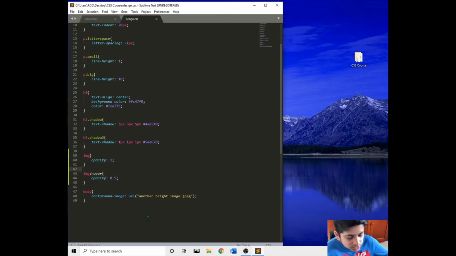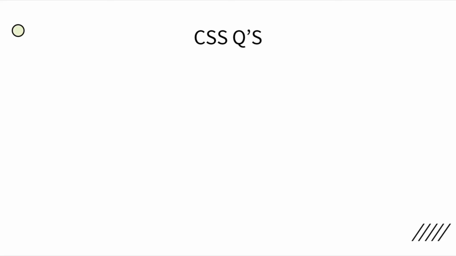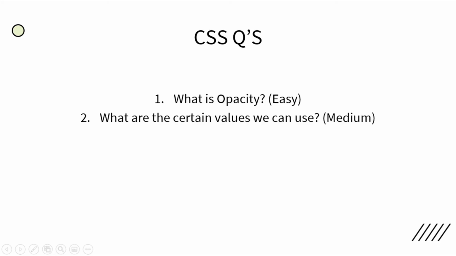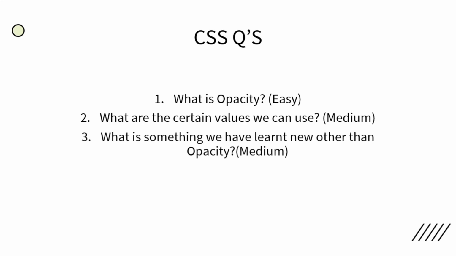So let's go on to the CSS questions. So here are the CSS questions right here. For number 1, what is opacity? Number 2, what are the values we can use? Number 3, what is something we have learned new other than opacity? They'll be easy to medium questions. I'll give you a few seconds.